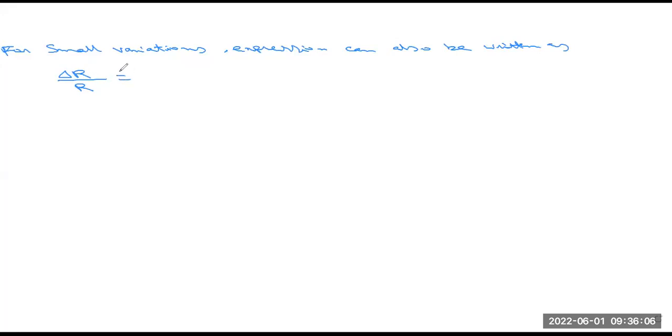Okay, so this is del R by R. You know that this is del L by L minus del A by A, and also another one, del rho by rho. So this is equation number 1. This is basically the expression for the small variation we have to measure using the strain gauge method.